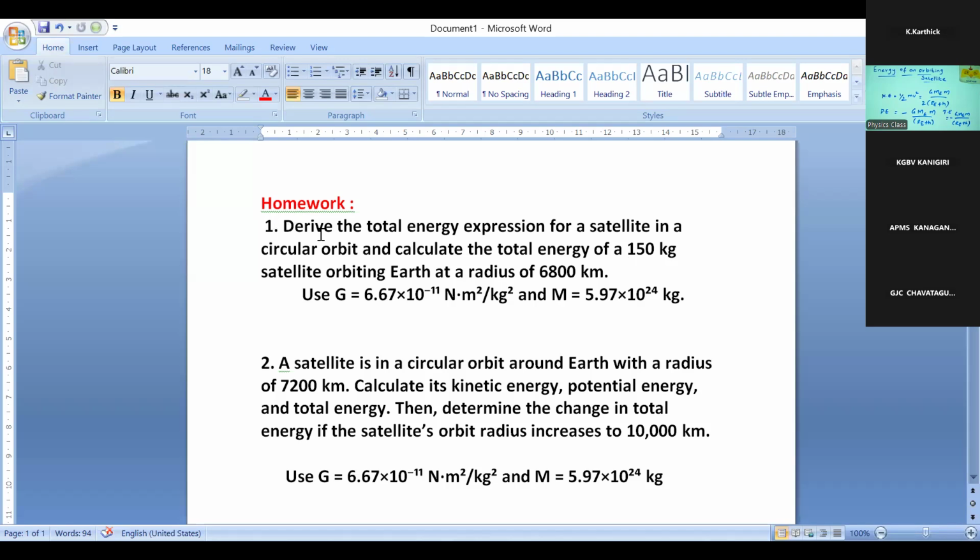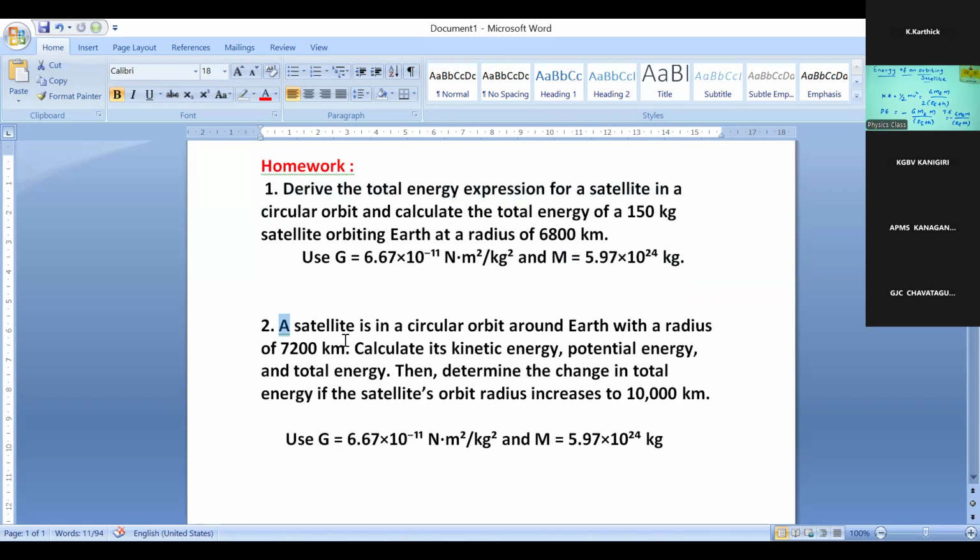Problem number 1. Derive the total energy expression for a satellite in a circular orbit, and calculate the total energy of the 150 kg satellite orbiting the Earth at a radius of 6,800 km. Use G and M, the mass of the Earth. Derive the total energy expression for a satellite in a circular orbit, and calculate the total energy of the 150 kilogram satellite. Clear? This is the first one.